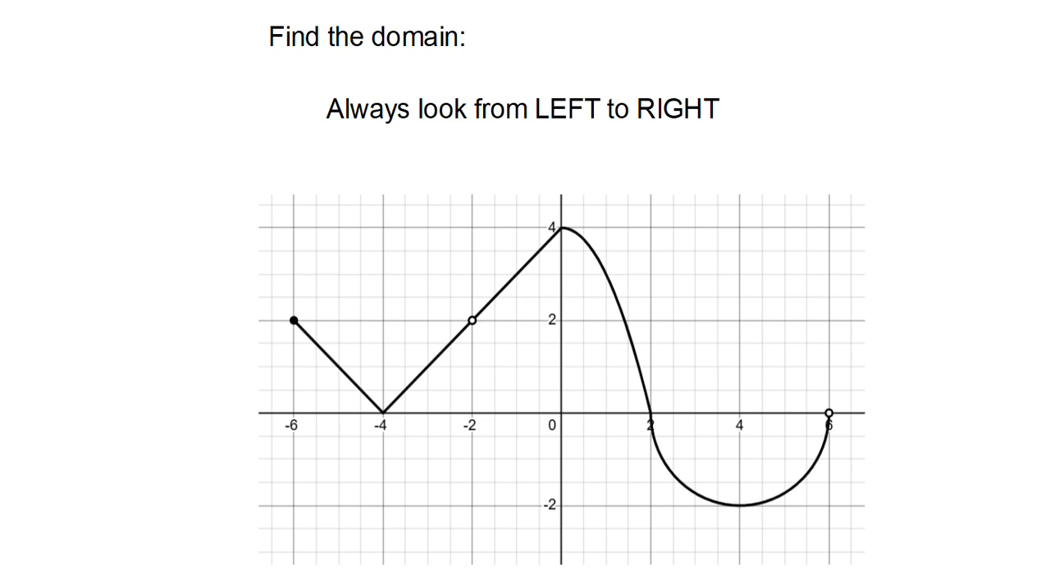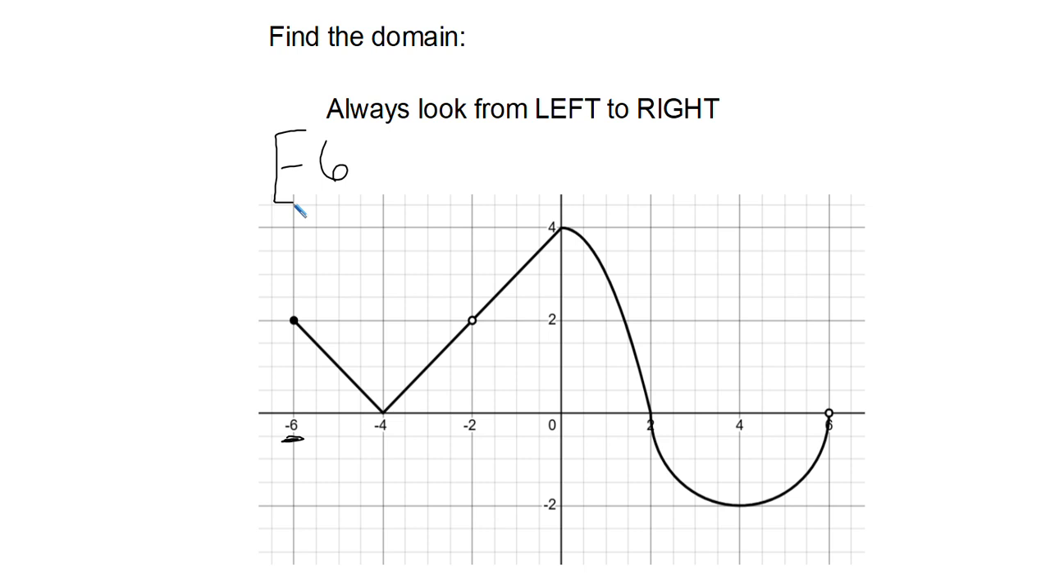So for this one, it's going to be a little bit different. The furthest left that this goes is over here at -6. So we'll start with -6, and because it's a closed endpoint, we'll put a bracket.